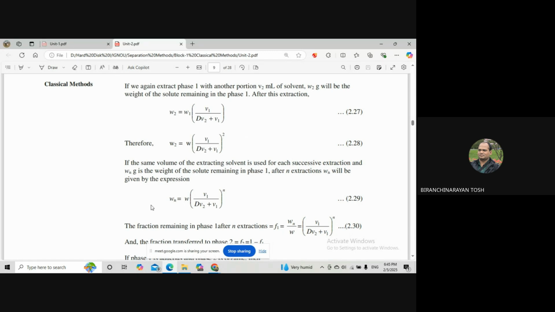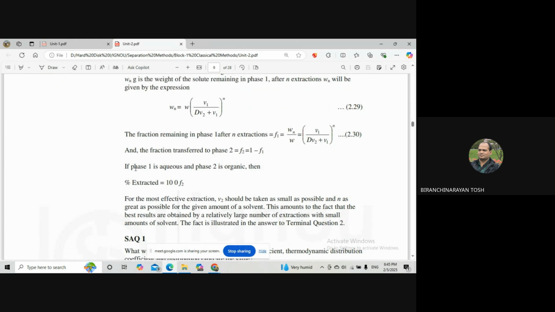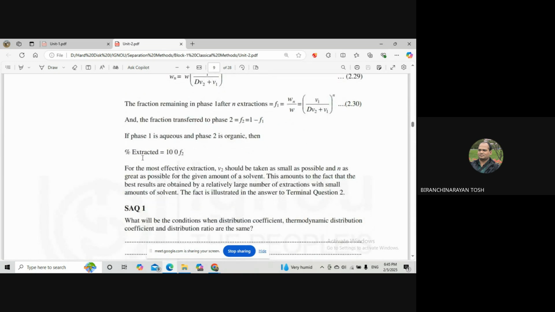If we do n successive extractions, then Wn will be W into this to the power n. So the fraction remaining in phase 1 after n extractions will be Wn by W. So it will be this one. And the fraction transferred to phase 2 will be F2, which is equal to 1 minus F1. If phase 1 is aqueous and phase 2 is organic, then the percentage extracted will be equal to 100 times that.